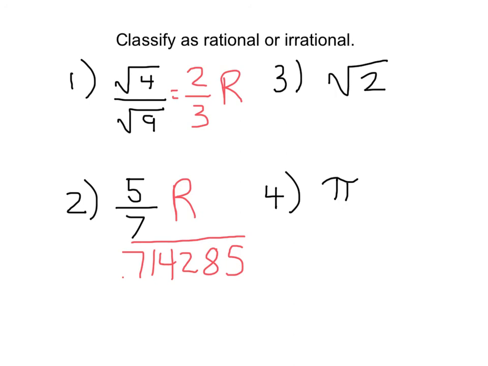All right, number 3, square root of 2. Well, square root of 2 is between the square root of 1, which is 1, and the square root of 4, which is 2. So this is going to be between 1 and 2, and square root of 2 is going to be a non-terminating, non-repeating decimal. So this is going to be irrational.